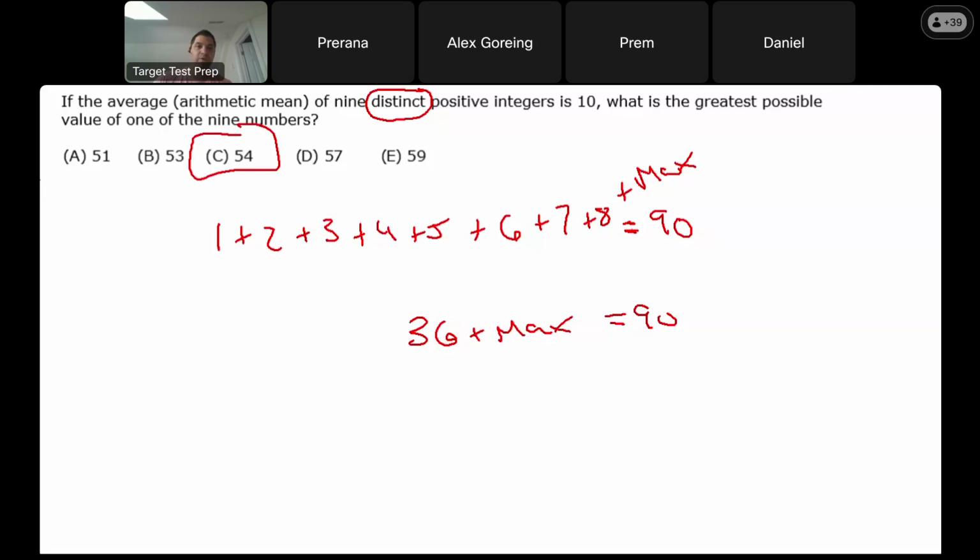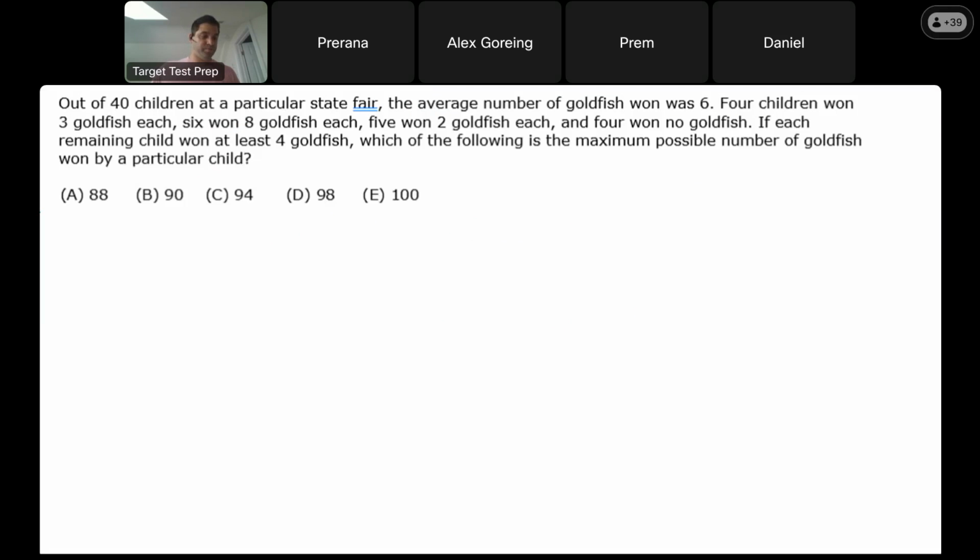Right, cool. So let's try another one. This is more of a weighted average, but same concept. Let's take a look at this here.